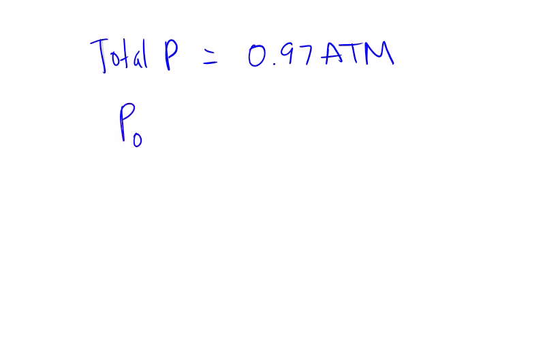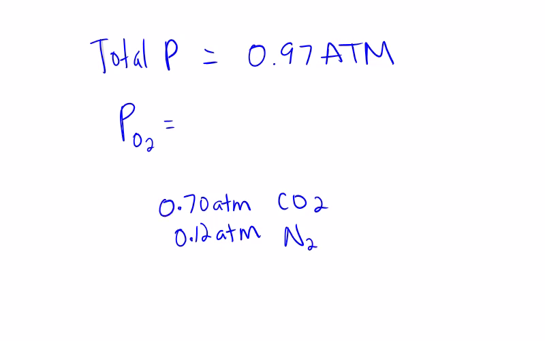So we're looking for the pressure of oxygen gas. What is the partial pressure of oxygen if the partial pressure of carbon dioxide is 0.70 atm and the partial pressure of nitrogen is 0.12 atm? So they told us carbon dioxide's pressure, they told us nitrogen's pressure, and they want us to find the pressure of oxygen. So this is going to bring us back to Dalton's law, where the total pressure is equal to the pressure of all of the different gases added up, so the sum of all of the pressures.